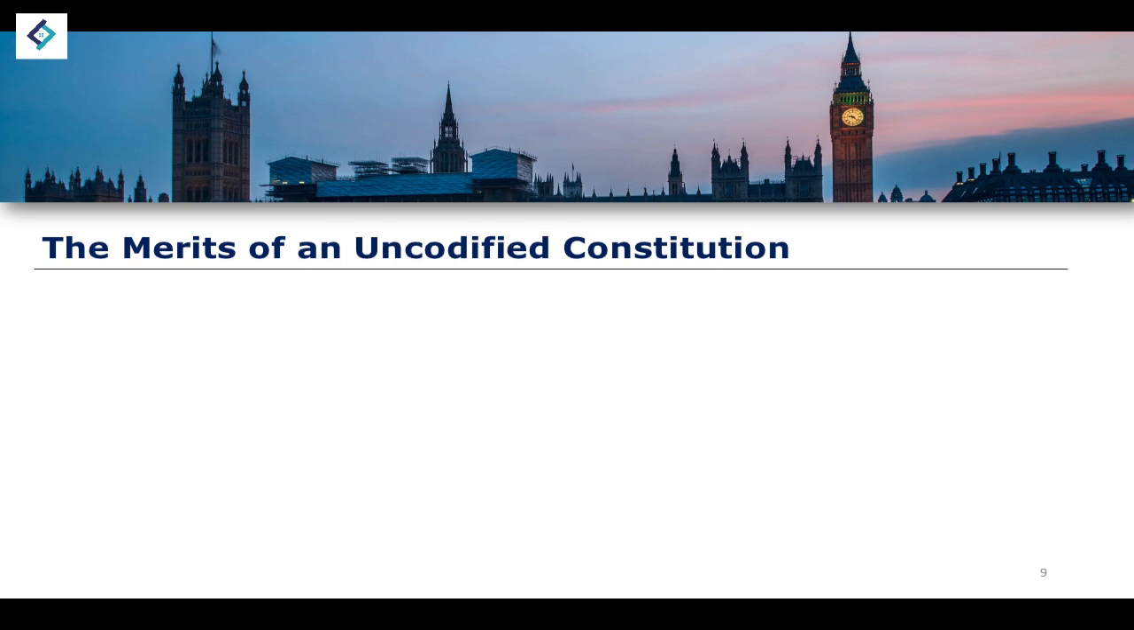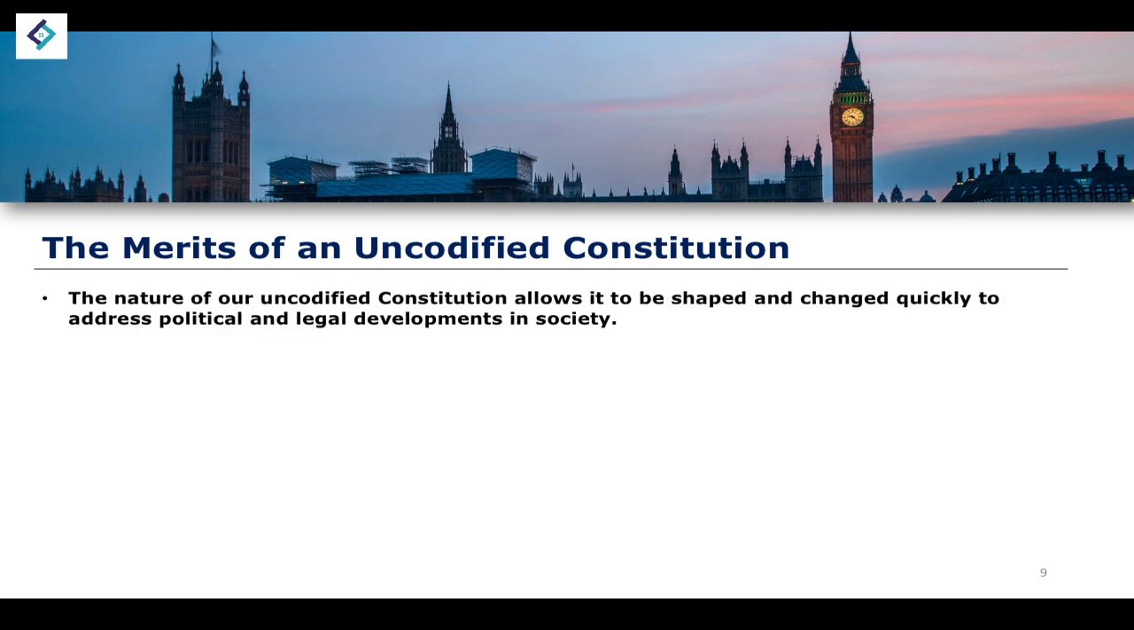By contrast, the merits of an uncodified constitution are also various in their nature. The nature of our uncodified constitution allows it to be shaped and changed quickly, and this is a very good benefit since it allows us to address political and legal developments that take place within society. This means that our constitution in the United Kingdom is organic, whereas the US constitution is very difficult to change, and as a result of that, there have only ever been 27 amendments to it.